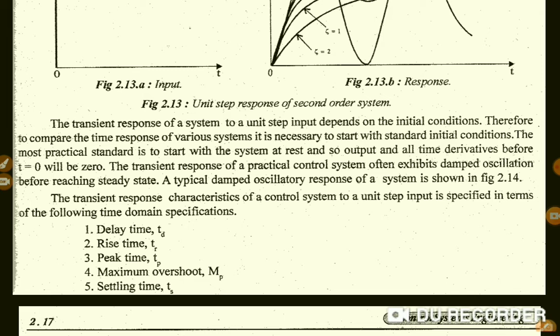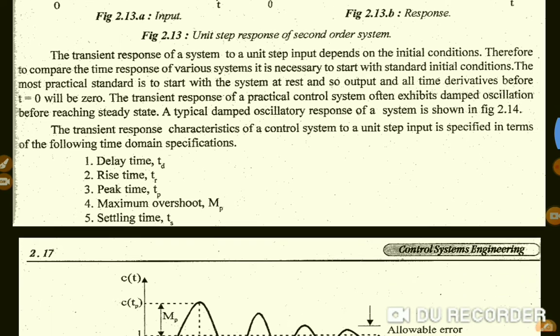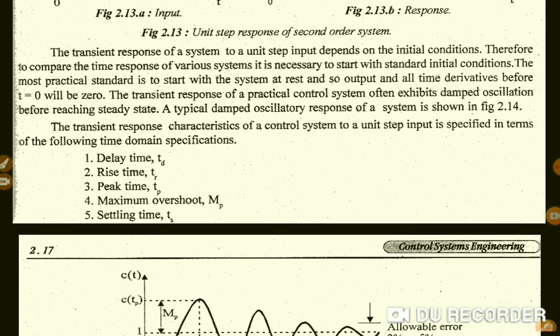The most practical standard is to start with the system at rest, so the output and all time derivatives before t equal to 0 will be 0. The transient response of the practical control system exhibits damped oscillation before reaching steady state.